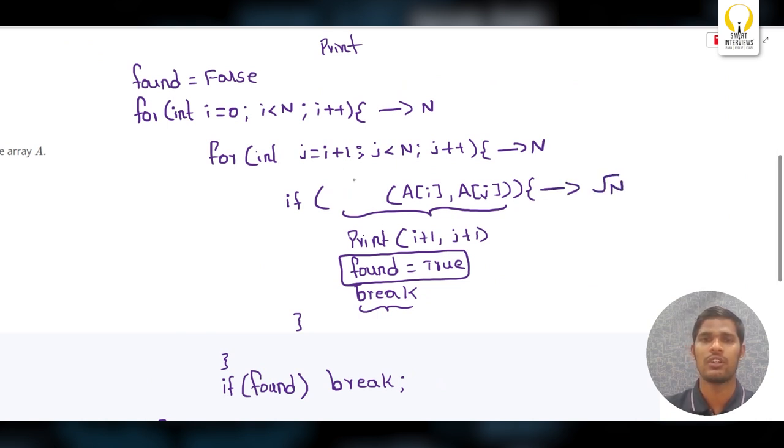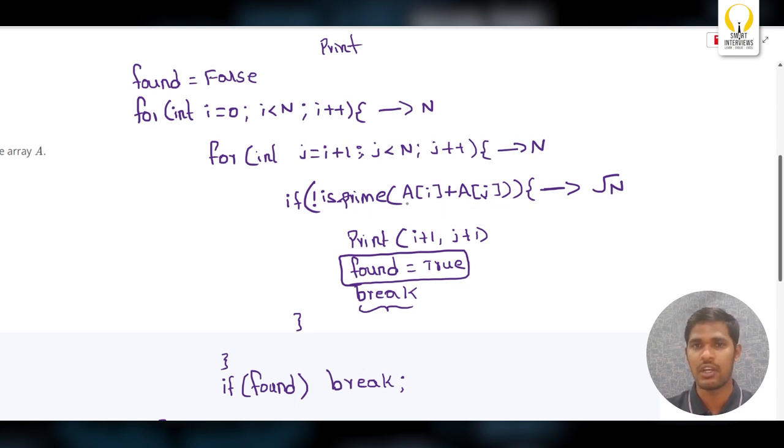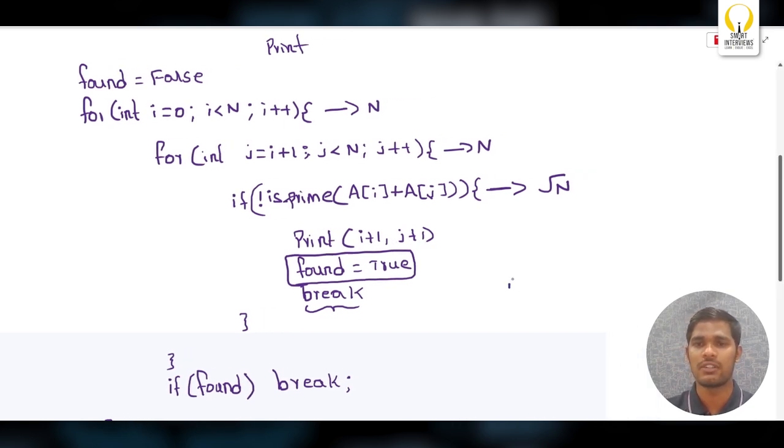So now, if we calculate the time complexity of our approach, instead of calling valid, I will call not of is prime. I will pass a of i plus a of j to this is prime function. If it is a prime number, I'm checking the not condition. If it is not a prime, then it will become true. Then I'm printing their indices and I'm making found equal to true. I'm breaking it.